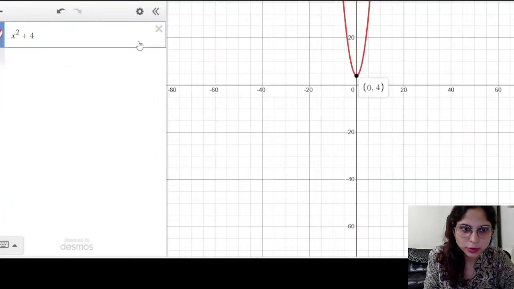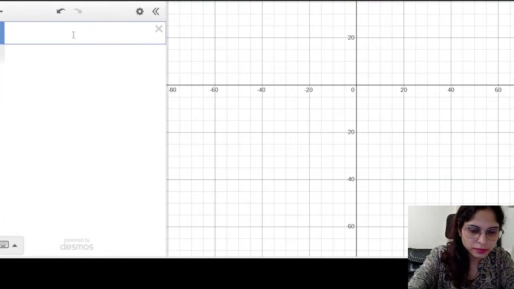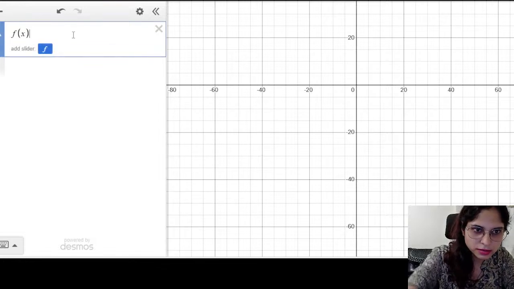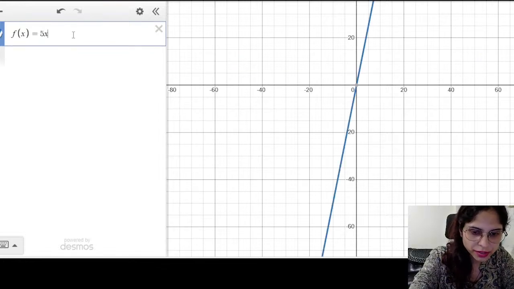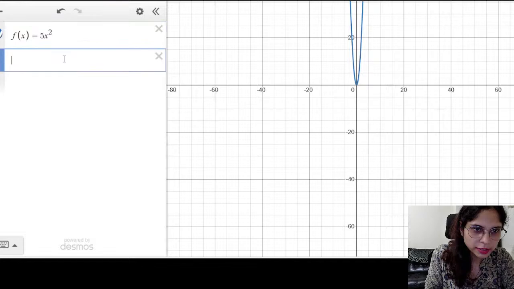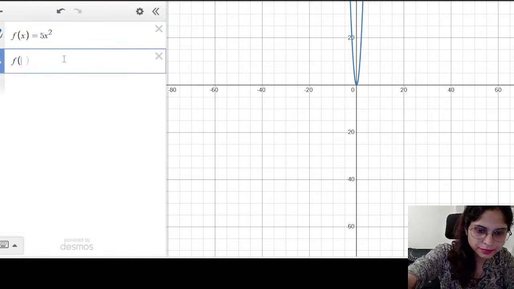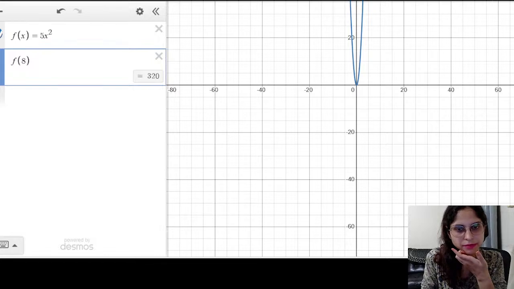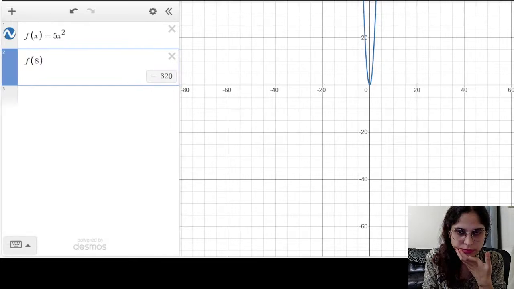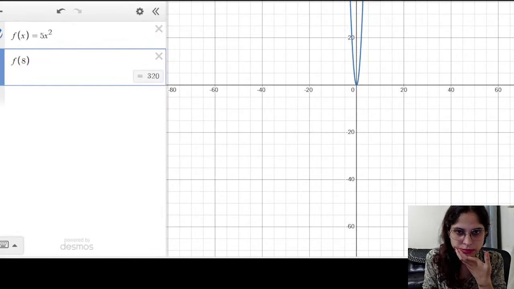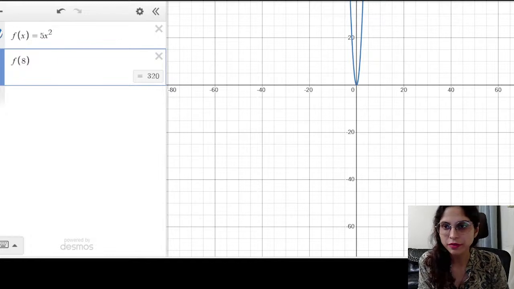Otherwise, you can directly go to Desmos. You can write the exact same thing, f of x equals 5x squared, and then on the next line you can write f of 8. You will get the answer 320. Okay, so you can directly get f of 8 is 320.